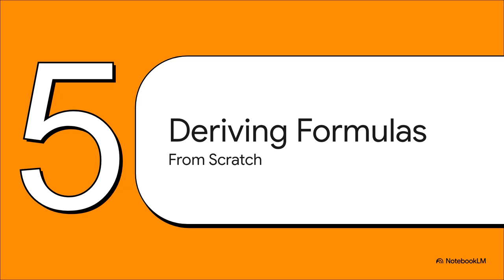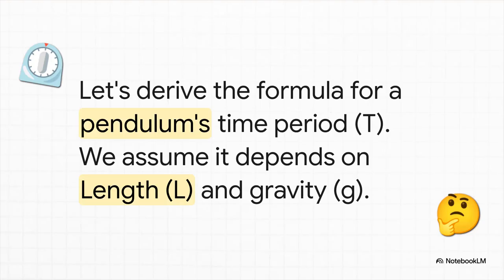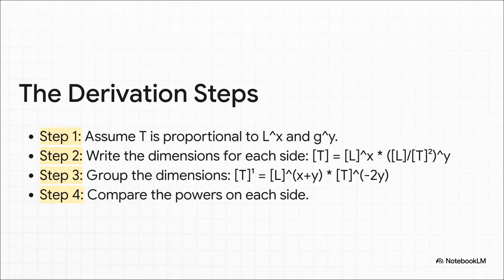This is the cool part. We can use dimensional analysis not just to check formulas, but to actually build them from scratch with nothing but logic. All right, let's give it a shot. Imagine we want to figure out the formula for how long it takes a pendulum to swing back and forth. Let's just assume for now that it only depends on 2 things, how long the string is and the acceleration due to gravity, g.